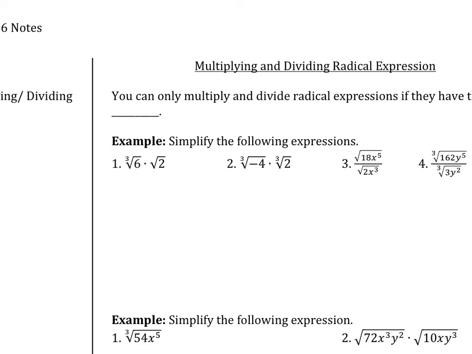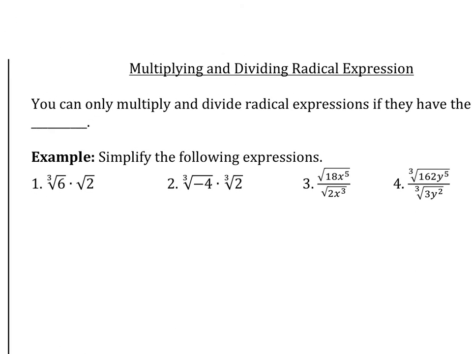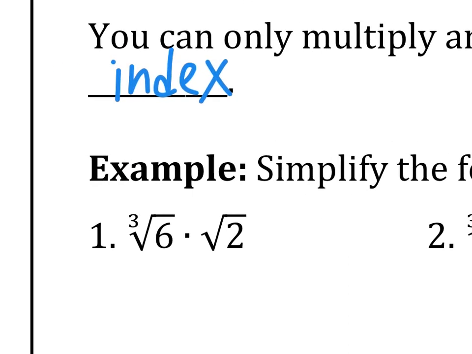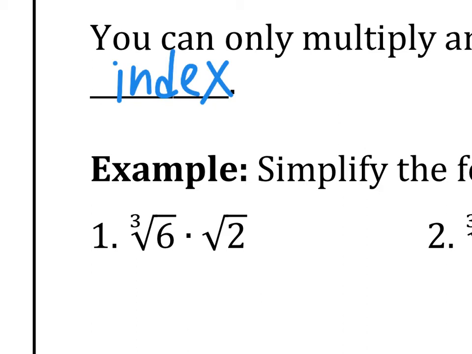All right, that's simplifying, and we already got to a little bit of complicated things. Let's talk about multiplying and dividing rules. You can only multiply or divide radical expressions if they have the same index. Let's take a look at this first one. What is the index on the first part? 3. What's the index on the second part? 2. Can we multiply? No, so we can't do this.